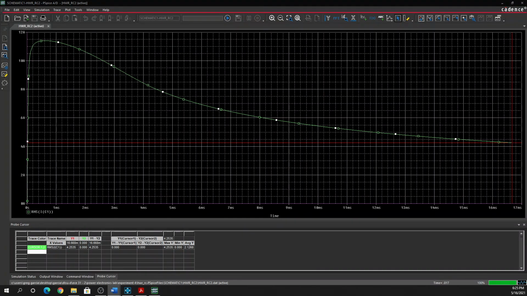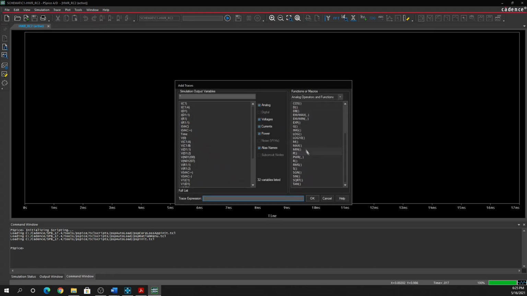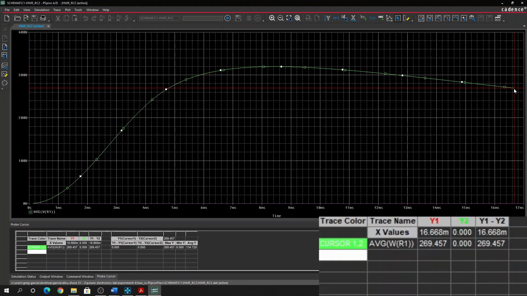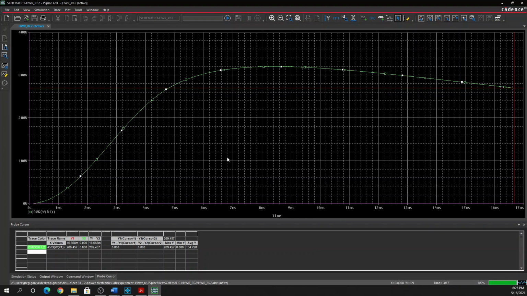Now let's measure the average power absorbed by the resistor or the load. Add trace, AVG, WR1. The average power absorbed by the resistor is 269.457 watts.